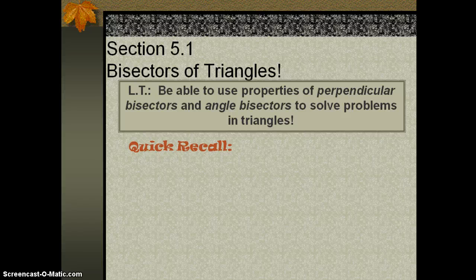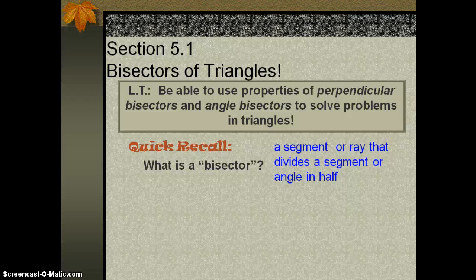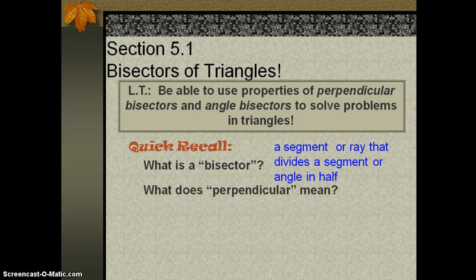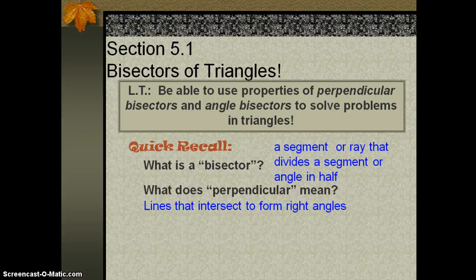First, let's do a quick recall of a couple of vocabulary terms. First of all, what is a bisector? A bisector is a segment or ray that divides a segment or angle in half. What does perpendicular mean? Perpendicular lines are lines that intersect to form right angles. So perpendicular means that whatever is perpendicular, whether it's lines or segments, they're always going to form those 90-degree angles.